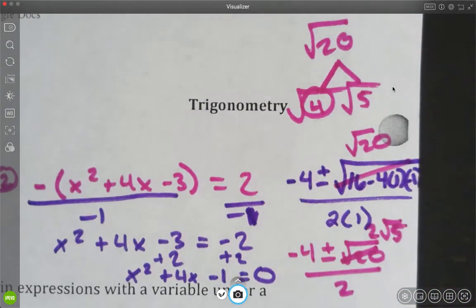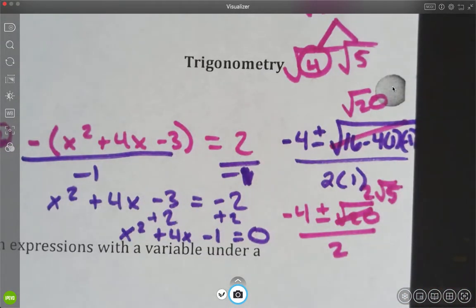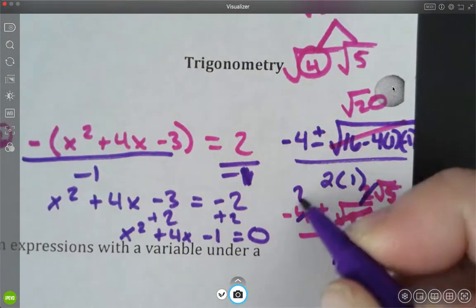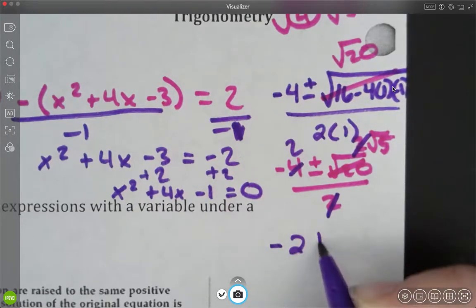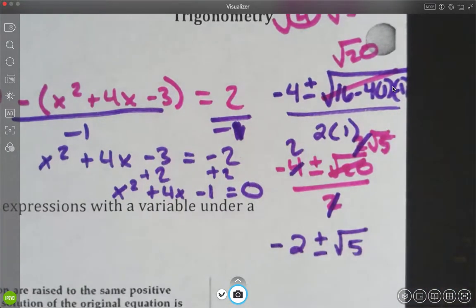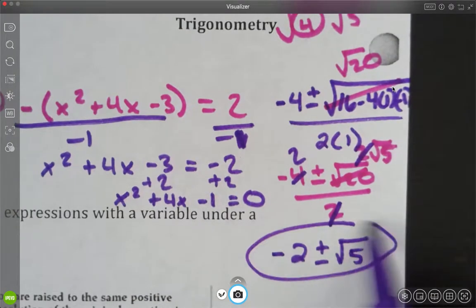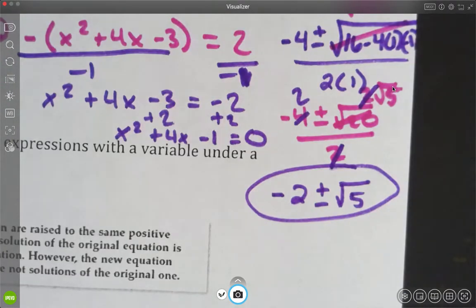Now, if I want to reduce, I have to be able to reduce in all 3 spots, right? This guy, this guy, this guy. That does work out crazy. So, final answer: negative 2 plus and minus the square root of 5, all over 1 if you want to put the 1 on the bottom. You don't have to.